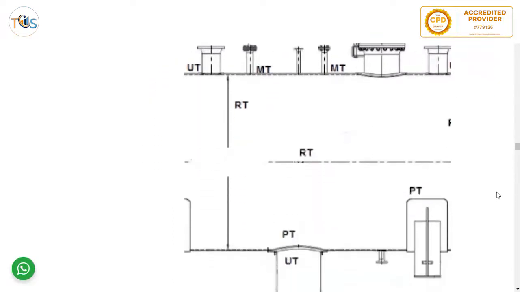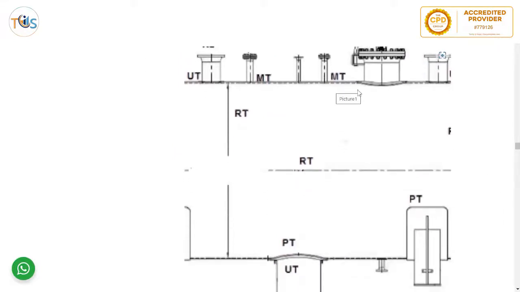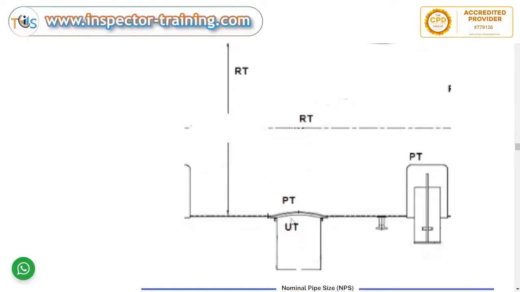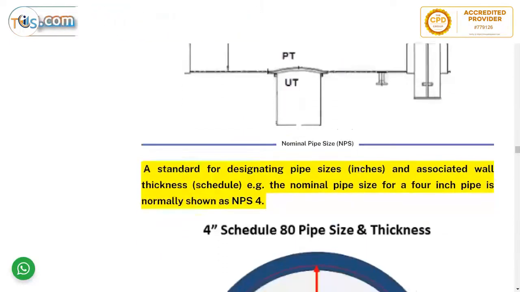NDE map, a typical NDE map of, say, a vessel here. You can see the MT, magnetic particle, here, UT is done. Here, this circumferential, this longitudinal weld is, say, radiography done, and there is a PT at the nozzle done. So the NDE map shows a specific location where the NDE is conducted and what type of NDE.